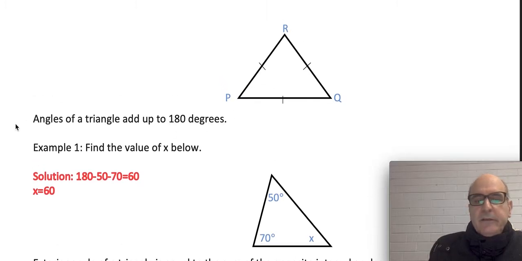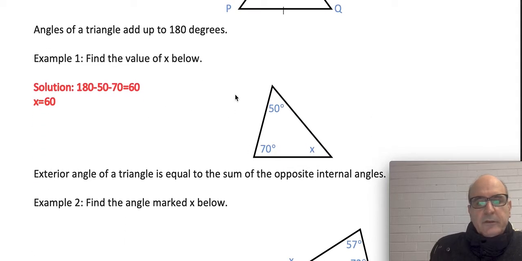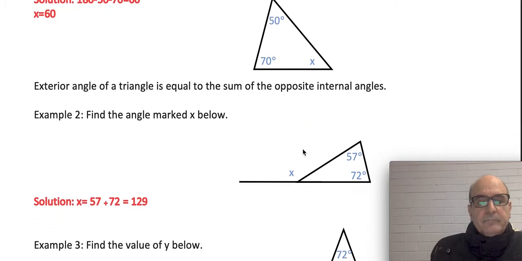The other thing that we need to know, regardless of the type of triangle we are talking about, is that the angles of a triangle always add up to 180 degrees. So here we got this example. They are asking us to find the value of x. We know that in a triangle, angles add up to 180. So if I take away 50 and 70 from 180, what is left is the value of x. So 180, take away 50 degrees, take away 70 degrees, gives me 60 degrees. So angle x is 60 degrees.